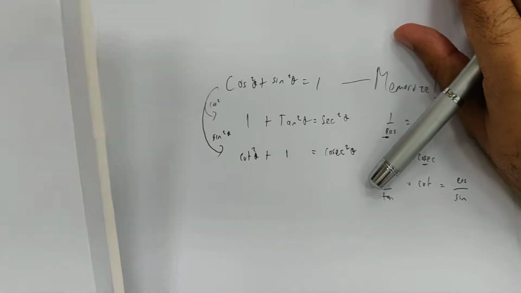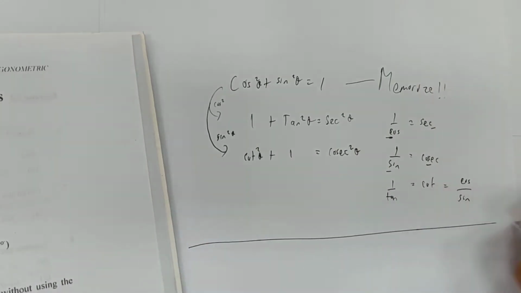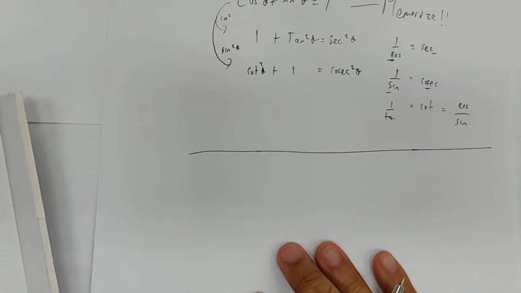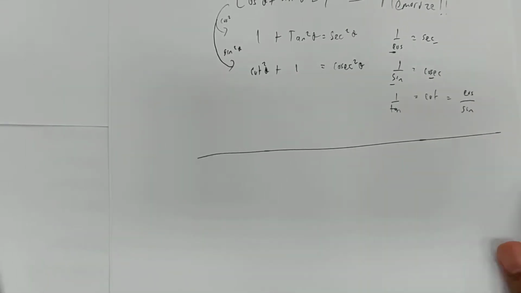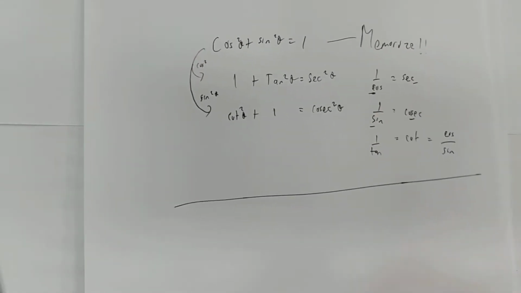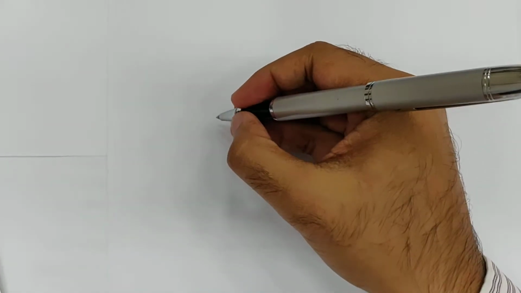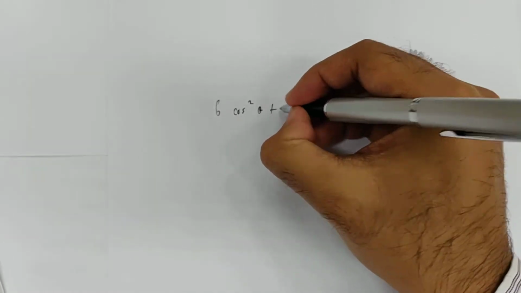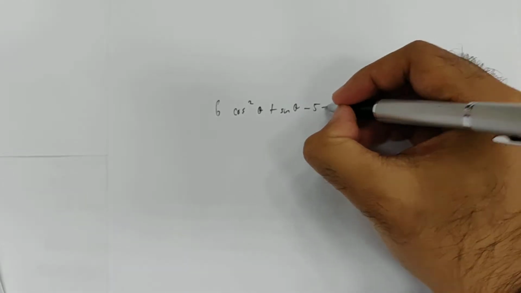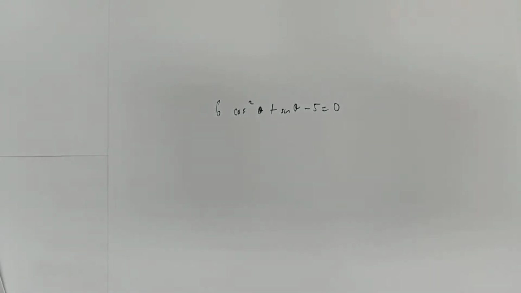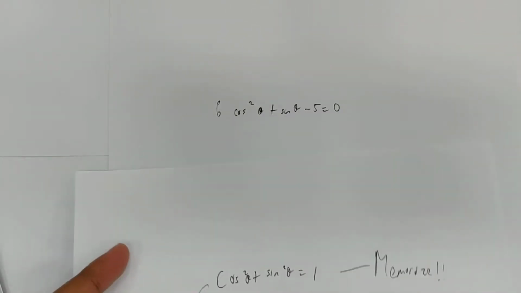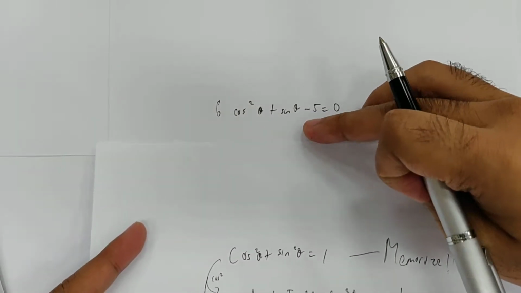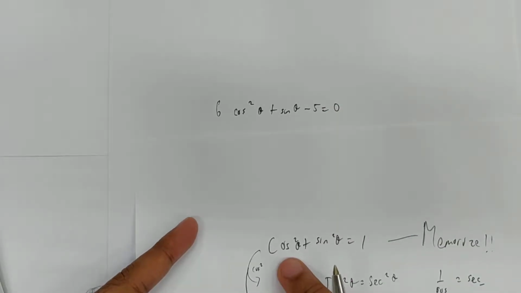So in order for you to solve this one, let's have a look. Let me write a different one. 6 cos squared theta plus sine theta minus 5 equals 0. So how? Which one can I use the formula on? Is it the cos or the sine? Cos, right? Because you got cos squared here.